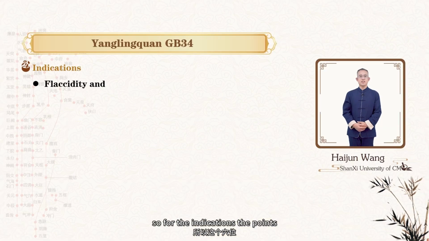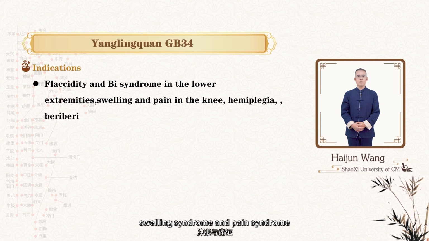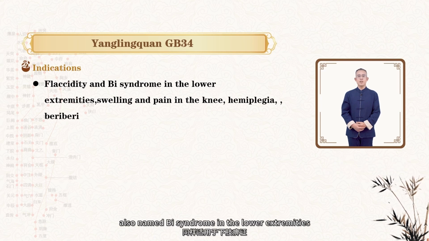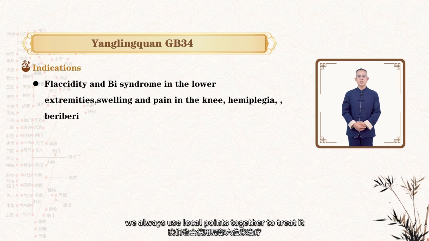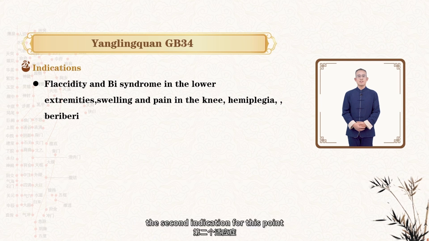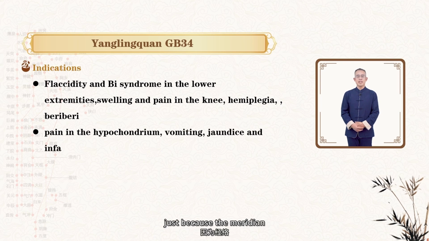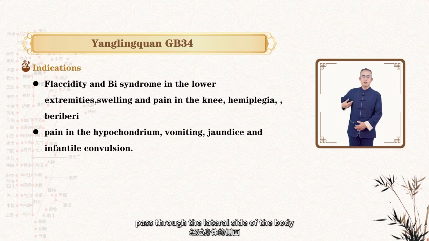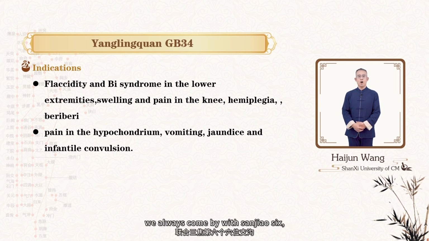For the indications, this point can be used for flaccidity syndrome, the wei syndrome, and pain syndrome, also named the bi syndrome, in the lower extremities, and for swelling and pain in the knee and hemiplegia. We always use local points together to treat it. The second indication is pain in the hypochondrium, just because the meridian passes through the lateral side of the body. So it can treat it. We always combine it with pericardium 6.